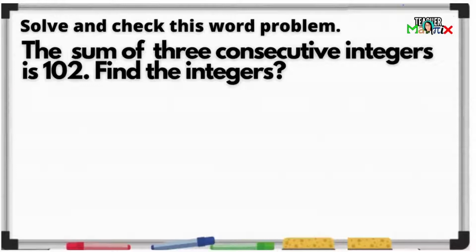Let's solve and check this word problem. The sum of three consecutive integers is 102. Find the integers.